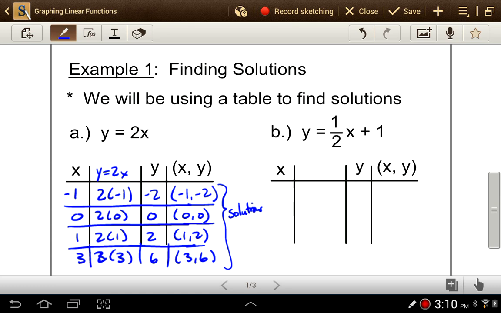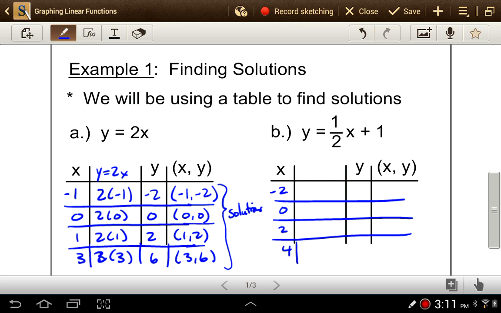Okay? If I do the same thing for my next one, I'm going to pick values. So now you'll notice in my equation here, I have a 1/2. So if I know anything about halves, if I have to divide a number in half, and I want to work with whole numbers, what I like to try to do is use even numbers, because a half of an even number is still a whole number. So I'm going to choose negative 2, 0, 2, and 4 as my numbers.